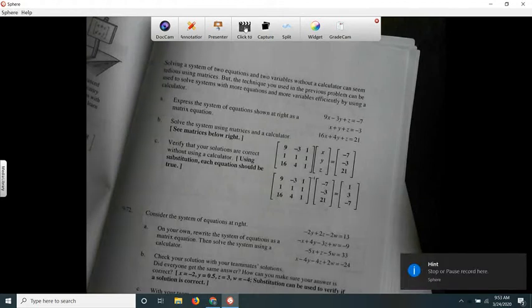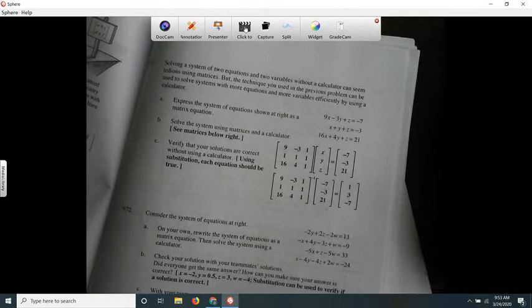Here's your pre-calc lecture for 9.1.4. It's part 2, and I'm looking at 9-71. If you watched part 1, we just solved the system of equations by finding the inverse of a 2 by 2 and multiplying both sides of the equal sign by the inverse.